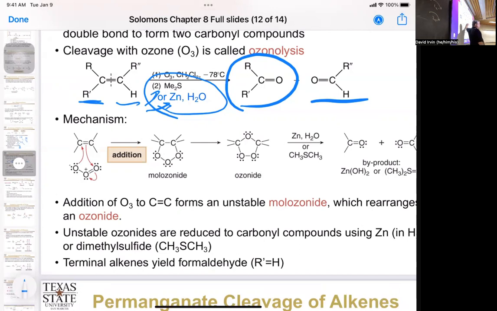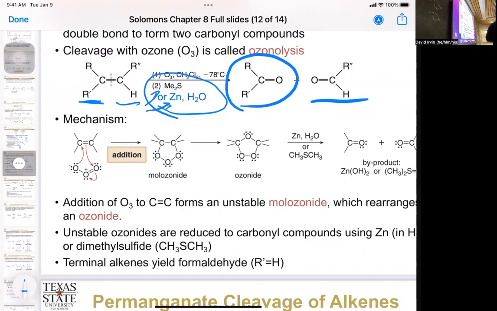initial heterocycle. What I mean by heterocycle is that it's a cycle, but it has things other than carbon, right? That's oxygen. So it gives this, but that's not very stable. Those oxygen-oxygen bonds are not very stable. So it immediately rearranges to be the ozonide. Now notice this ozonide is also not very stable, but it's more stable than the molozonide.